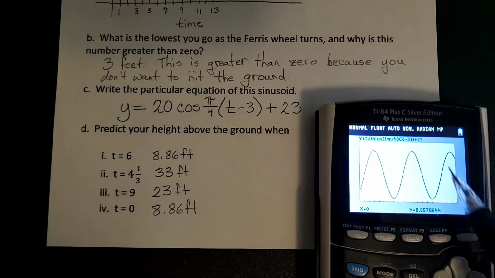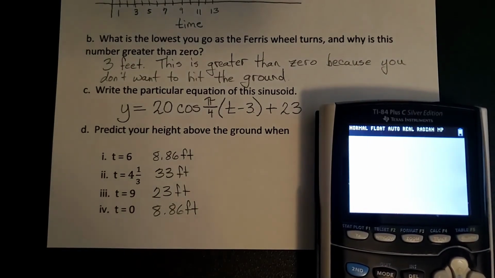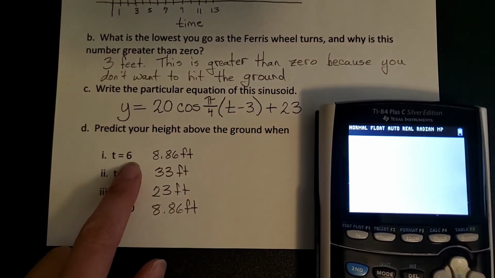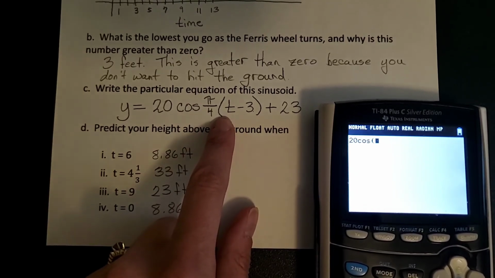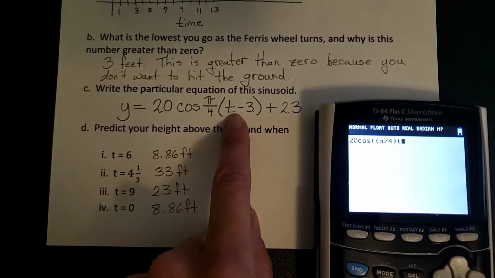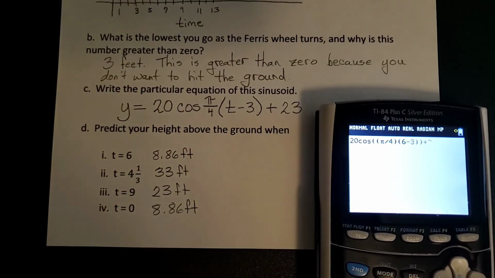What happens if you don't like this trace piece? How could you figure these out? You can go back to your home screen and you can just let's plug 6 into this equation. You would go 20 cosine pi divided by 4 times that t is going to be 6. Close that parenthesis plus 23. And you get 8.86 as well. It just happens to be a lot of work.